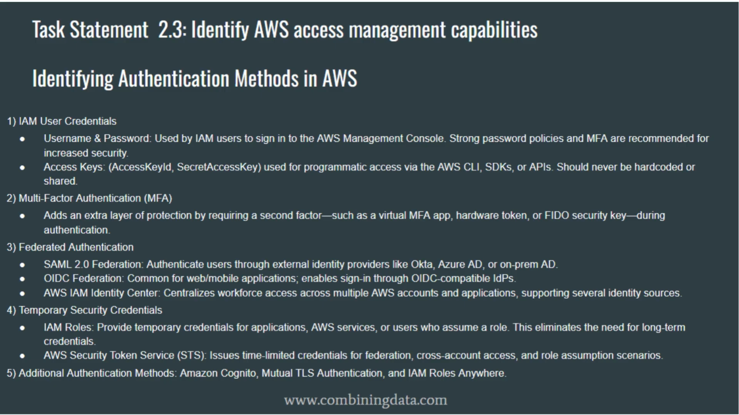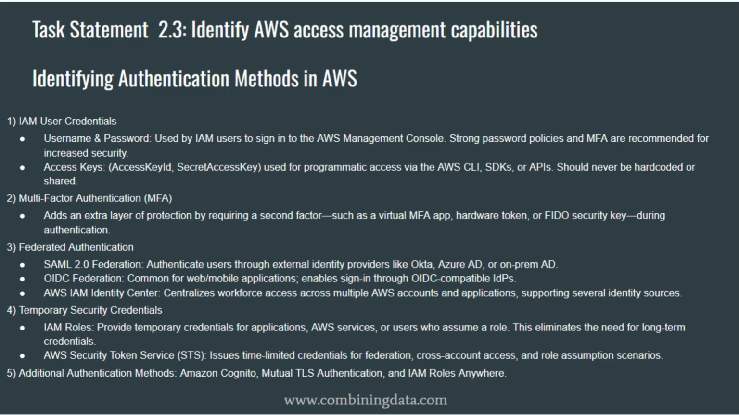5. Additional authentication methods. AWS also supports specialized authentication mechanisms. Amazon Cognito for user authentication in web and mobile applications. Mutual TLS, mTLS, for certificate-based authentication between systems. IAM Roles Anywhere, which allows workloads running outside AWS, such as on-premises servers, to securely assume IAM roles.